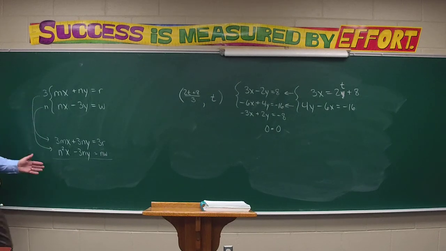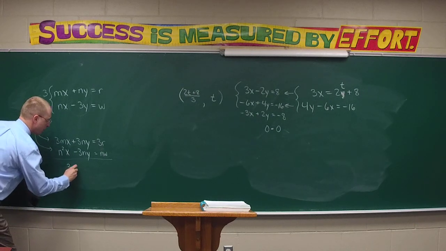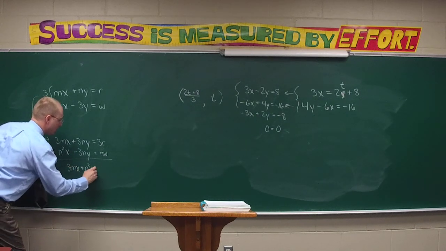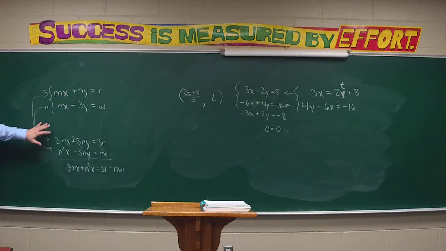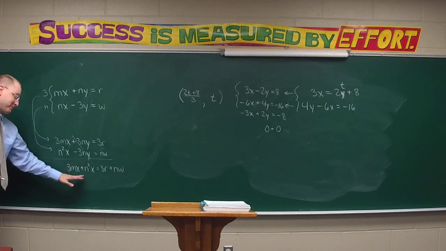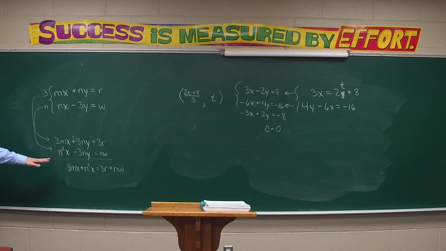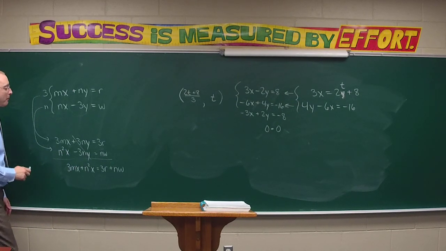All right, now what do we need to do, Brandon? Add them together to get? 3mx plus n squared x equals 3r plus 3w. All right, hold on just a second. And once we've added to get 3mx plus n squared x, what am I going to do on the left-hand side now? Pull out an x.